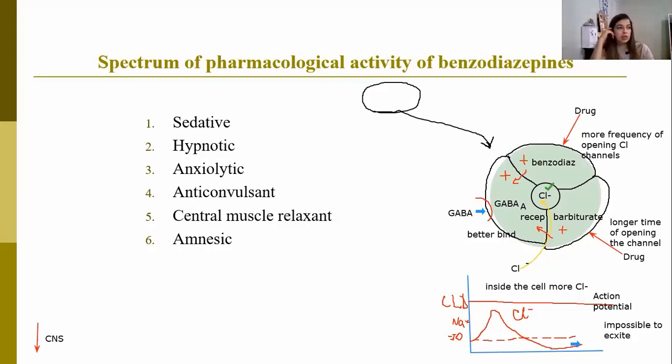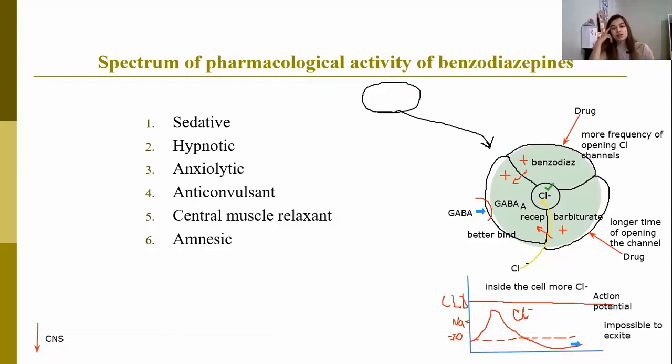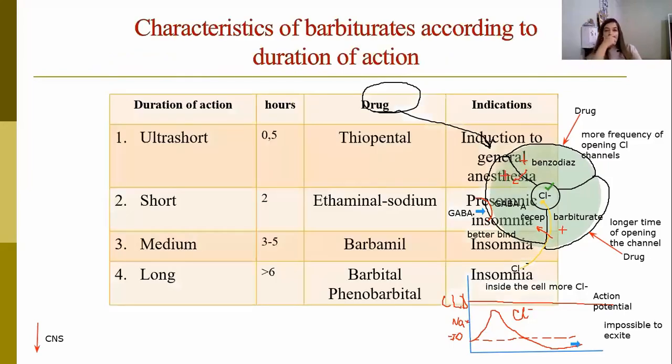What about the central muscle relaxant action? It has a little bit in common with the anticonvulsant activity. We can use it if we have, for example, muscle pain, yes, to relax the muscles. And amnesic action, of course, this is a side effect because the patient can lose memory. They can forget about what happened to them before they used this particular drug. So it is one of the side effects.